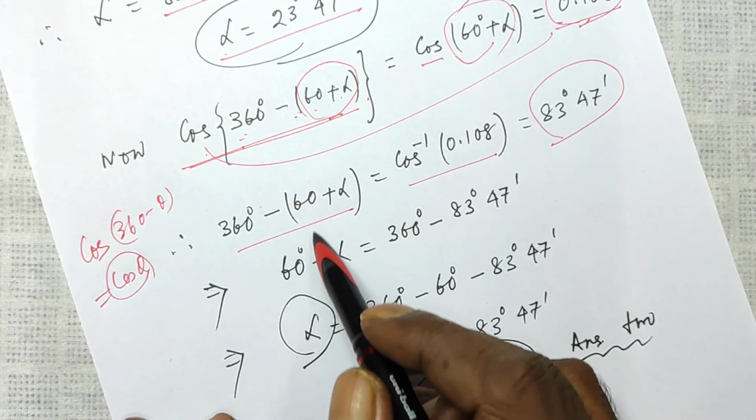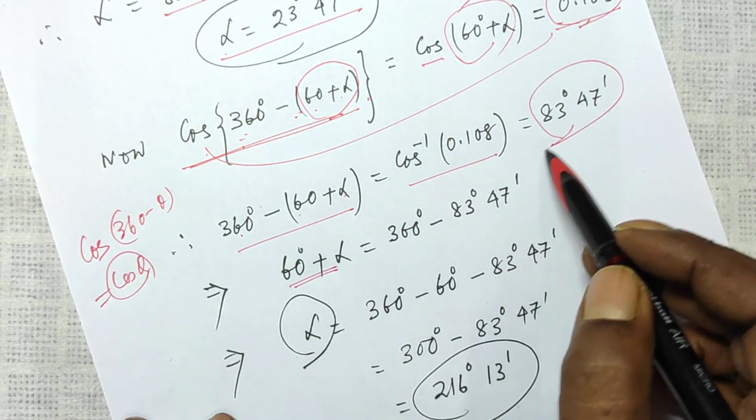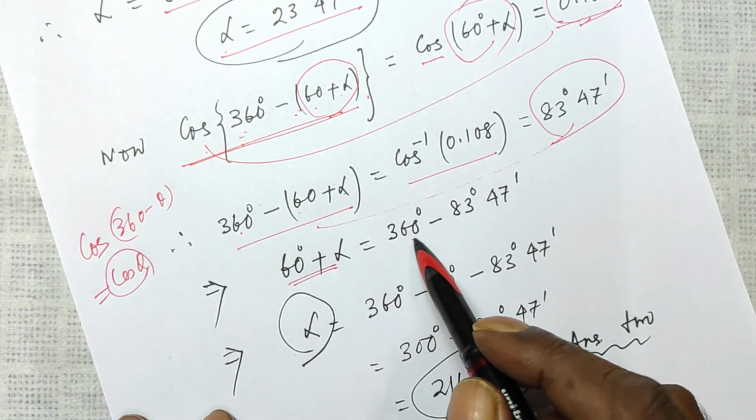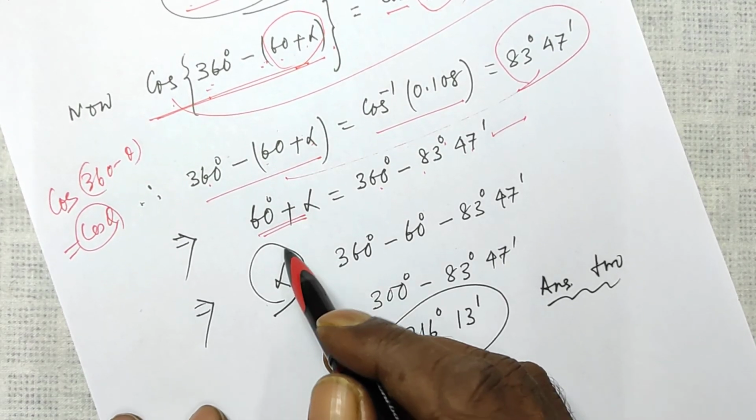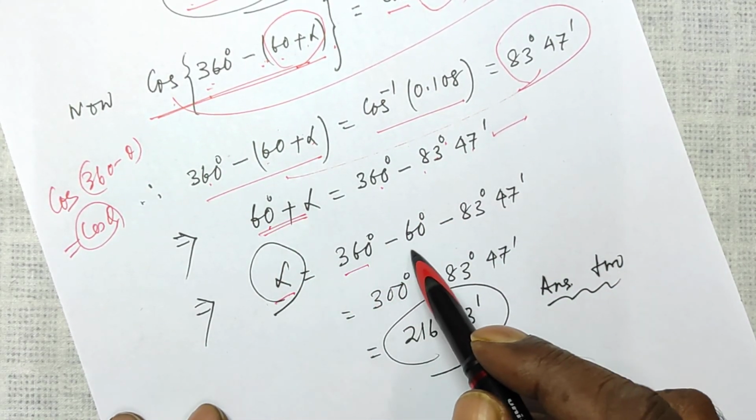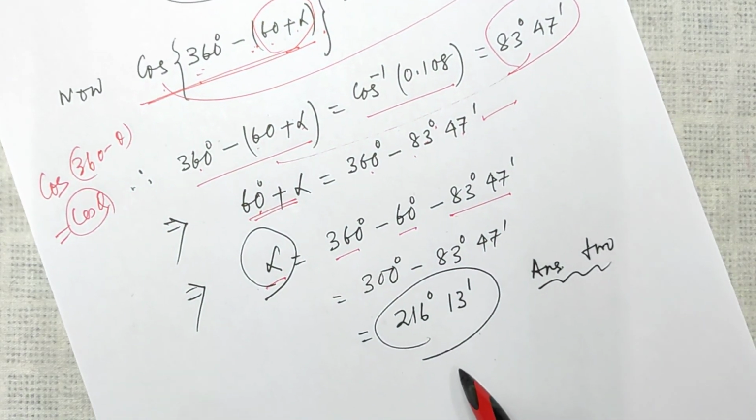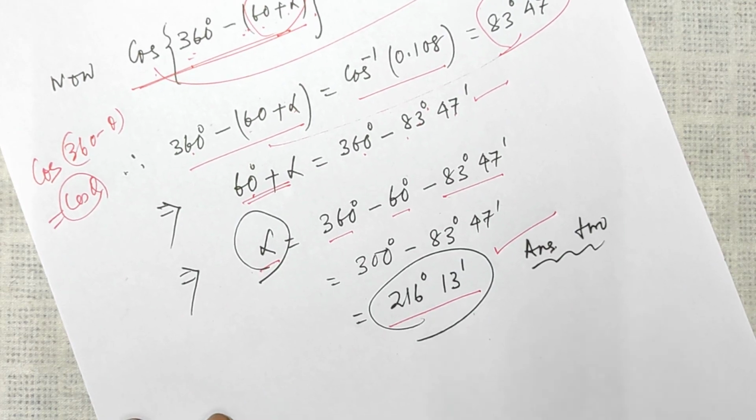So now take 60 plus alpha to one side and to the right hand side. So this comes to the left hand side. So it becomes 360 minus 83 degrees 47 minutes. So now make your side changes. Take 60 to the right hand side. So your alpha becomes 360 minus 60 minus this much. That comes out to be 216 degrees 13 minutes. That is your second answer.